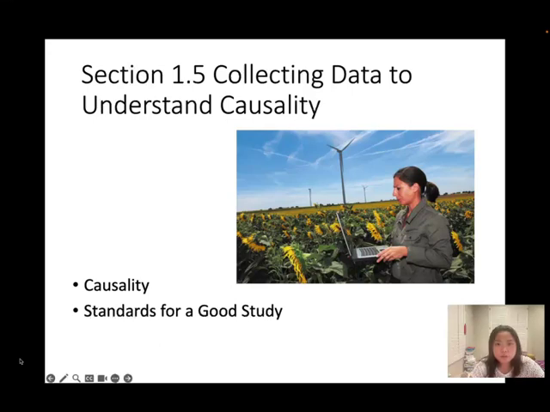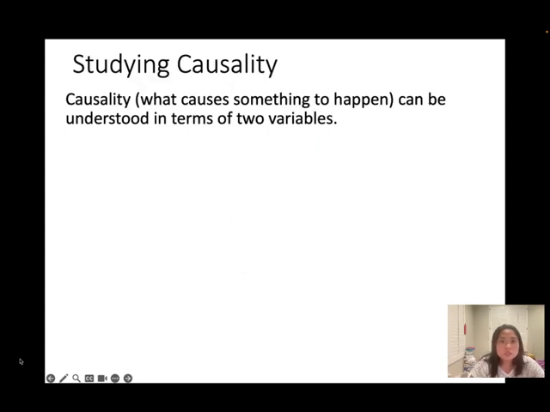Session 1.5, Collecting Data to Understand Causality. Okay, studying causality. Questions about causality often ask what if something happened. For example, what if I take this medicine? Will I get better? This is a causality question. If I take this medicine, that is the treatment. And then the outcome, what's going to be the outcome? Will I be getting better? That will be the outcome variable.